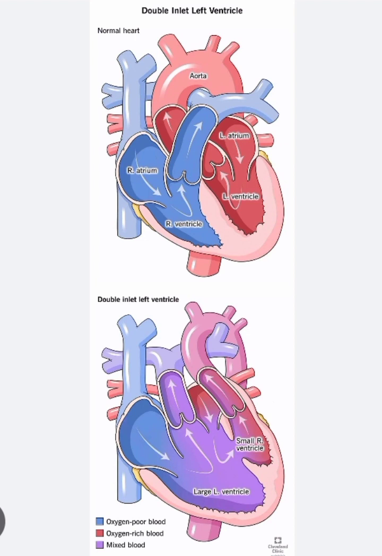And what will this left ventricle do? The left ventricle will pump the blood all over the body via the aorta. The left ventricle is responsible for aortic circulation. And the right ventricle is responsible for pulmonary circulation.